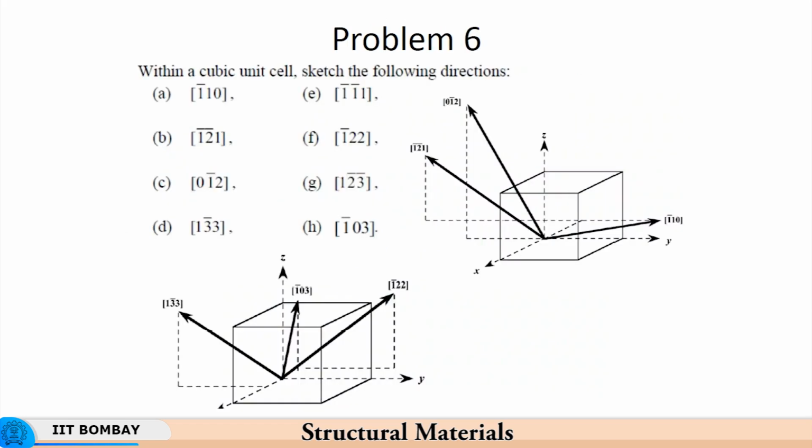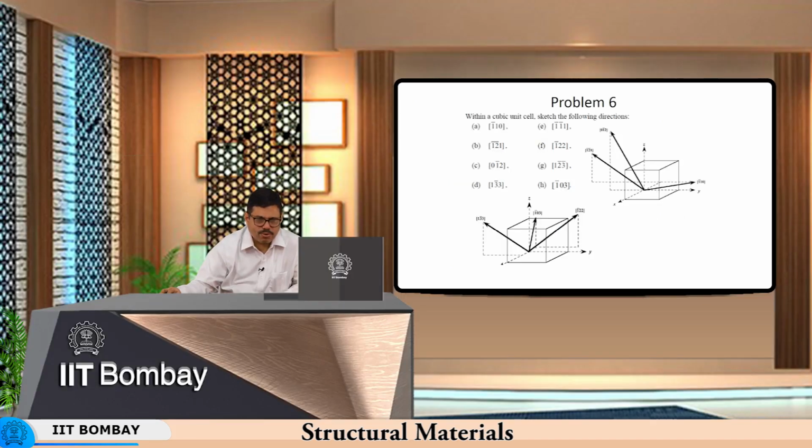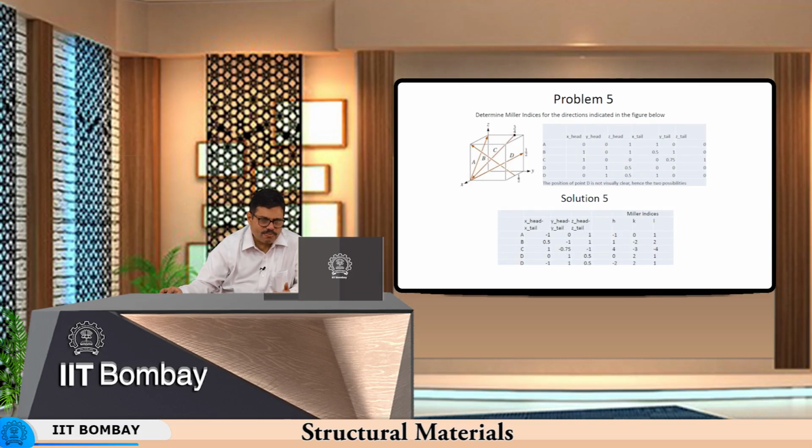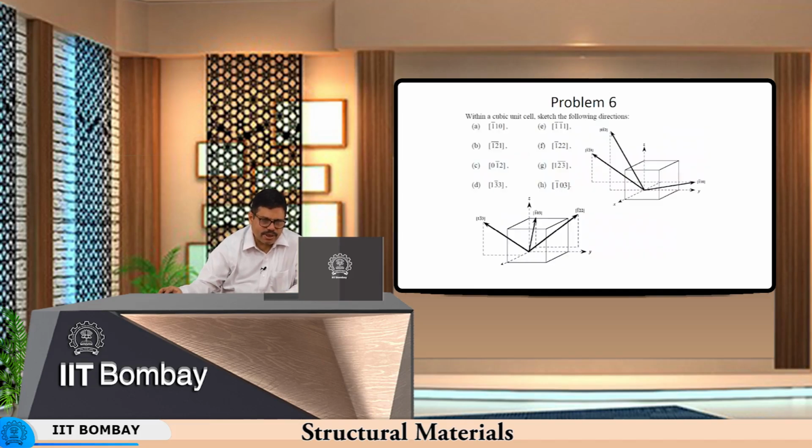That is the point. Now if you take this bar 1 bar 2 1, you identify the position of the head, and the tail is by default taken as 0. So, when you are asked to sketch the directions, this direction is understood to define the position of the head, while the tail is understood to be at the origin. That is the difference between the previous problem and this problem. Earlier you had directions which did not necessarily start from the origin, but you had to get the direction based on the head and tail coordinates.